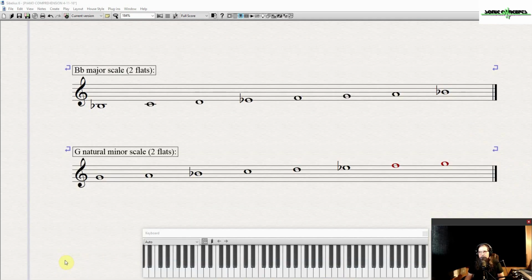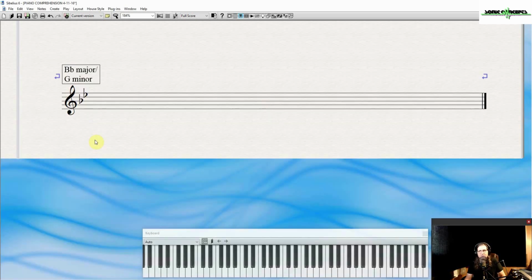Since key signatures are created from scales, and each individual scale has a relative scale containing the same notes or accidentals, it must follow that the accidentals used to create each individual key must work for both a major and minor key. In this example, notice we have the B-flat major scale that has two flats, one on B-flat and one on E-flat. Here we have the G natural minor scale, the relative minor, which also has two flats, on B-flat and E-flat. Therefore, they both share the same key signature.